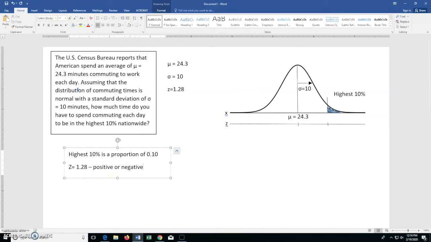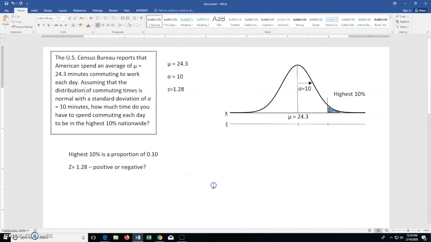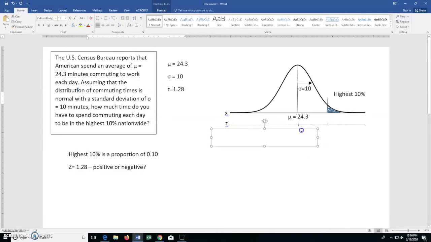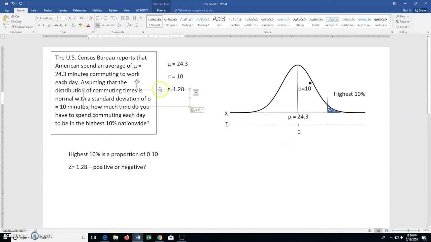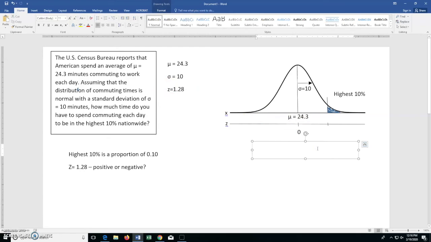And now we have the question to answer, is this z-score positive or negative? And the way that we figure that out is we're looking at where it is on the distribution. So we're on the right-hand side, the positive side of the normal distribution, so our z-score is positive 1.28. Now I'm just labeling our distribution further, so in our center we have a z-score of 0, and then I'm adding in our z-score that we found for the highest 10%, positive 1.28.